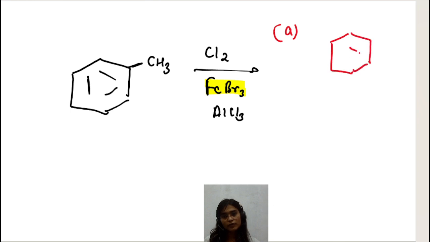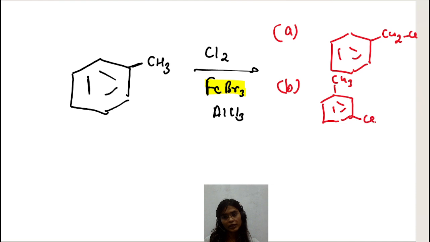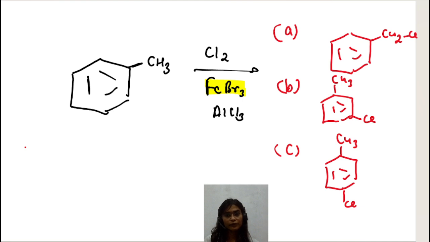Condition number one: this chlorine is connected here. Condition number two: this is CH3 and chlorine is connected here. Condition number three: this is CH3 and chlorine is connected here. Okay, only three options. So which one is the feasible answer here? A.